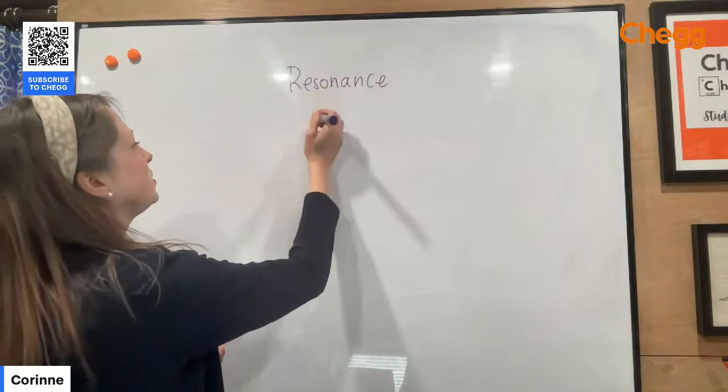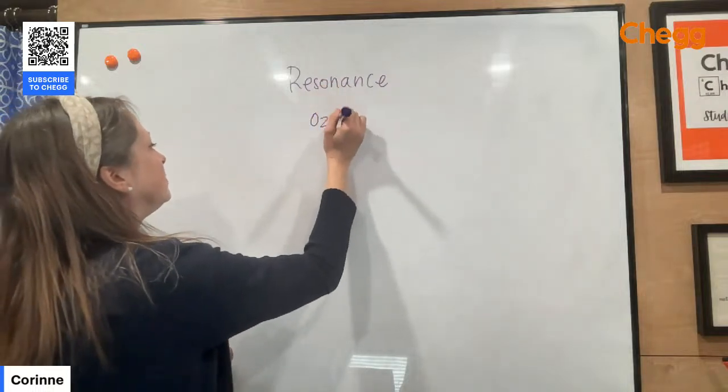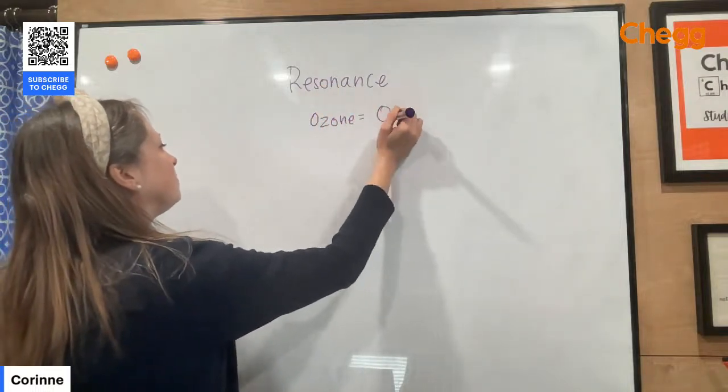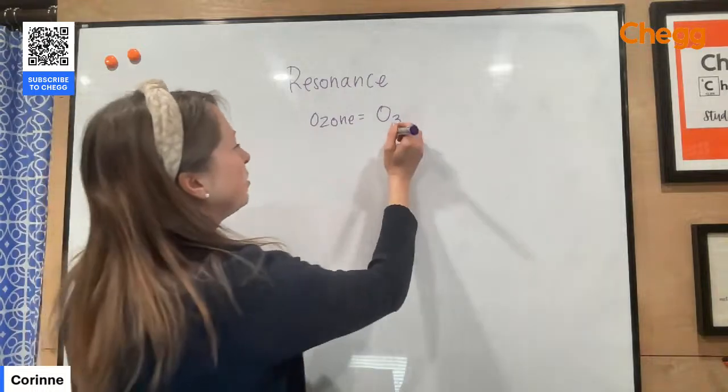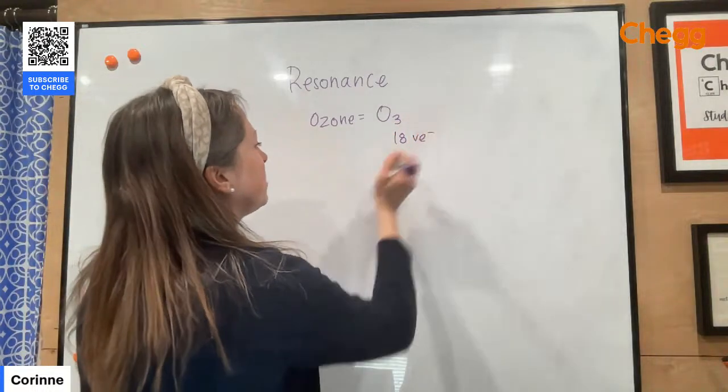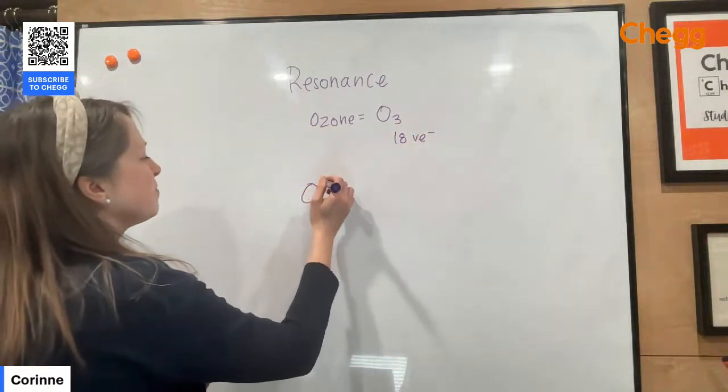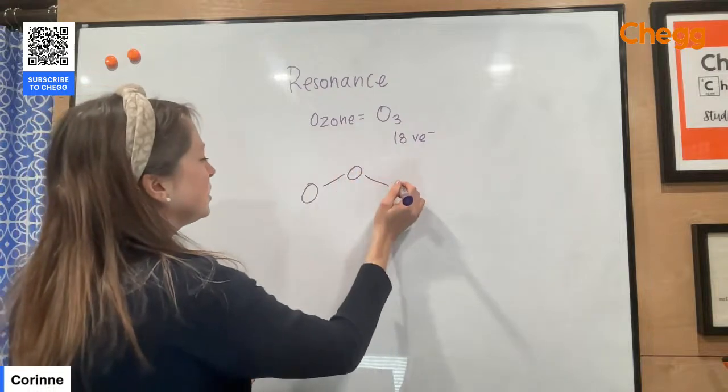We'll do ozone. All right, so ozone is a weird structure. We have 3 atoms of oxygen, so we're going to have 18 valence electrons to worry about. We don't really have many options, right? Let's go ahead and just draw this.